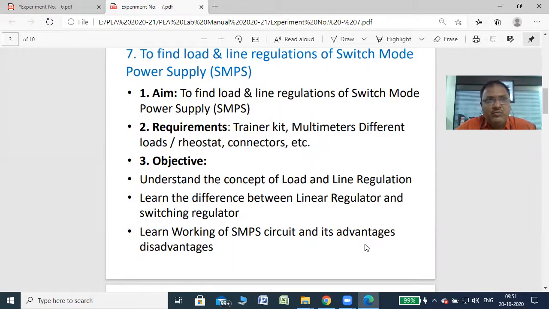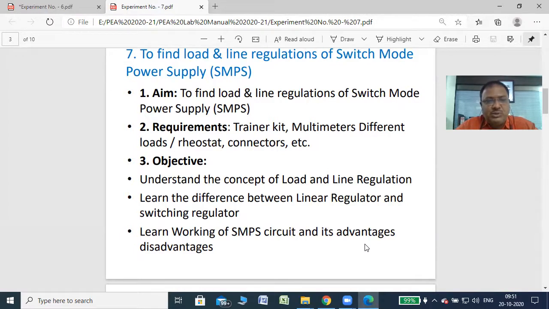Rheostat is used here for varying the AC input voltage, right? Because we have 230 volt, 50 hertz, a constant voltage. To find out the line regulation, we require a variable AC voltage. So to obtain variable AC, we are using a rheostat so that we can obtain maybe from 1 volt to 230 volt AC, and that is given to the kit to find out the line regulation.